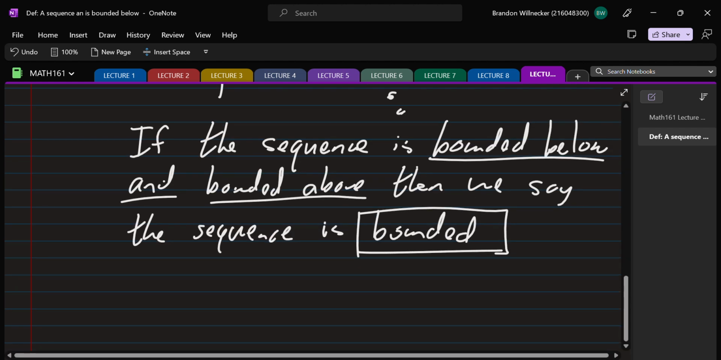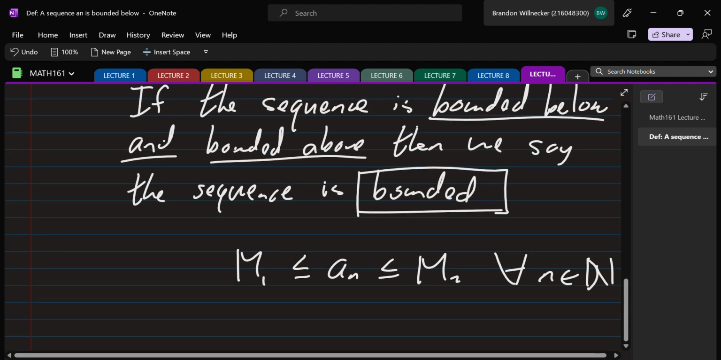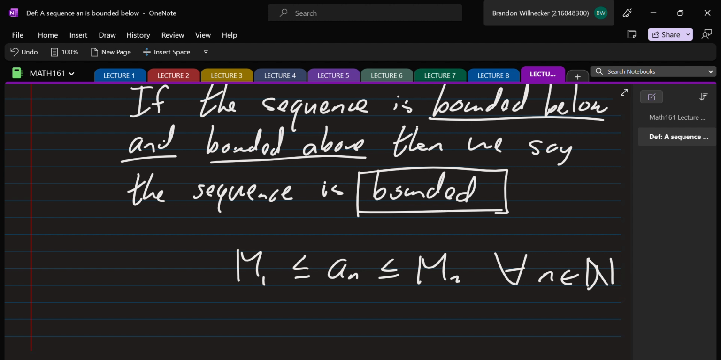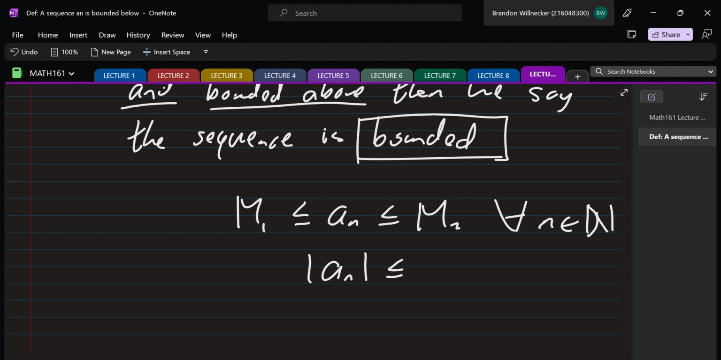Okay, so we can write this as M1 is less than or equal to a_n is less than or equal to M2 for all natural numbers. So here we have some lower bound, it never goes below that point, and we have some upper bound, it never goes above that point. Okay, another way to write this is that the absolute value of a_n is less than or equal to some number M. Okay, so we could have a different lower bound and different upper bound, or we could just pick some number large enough such that the absolute value is between that.